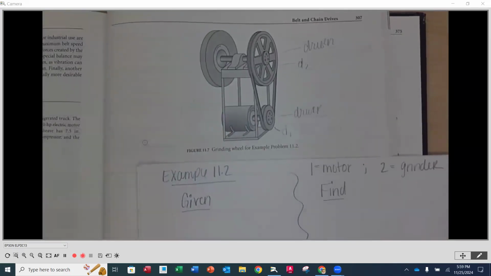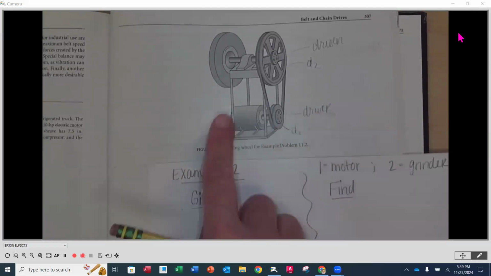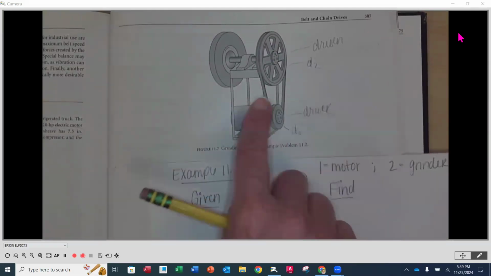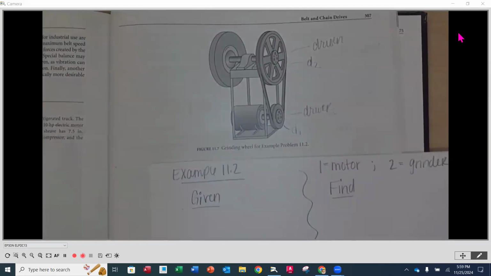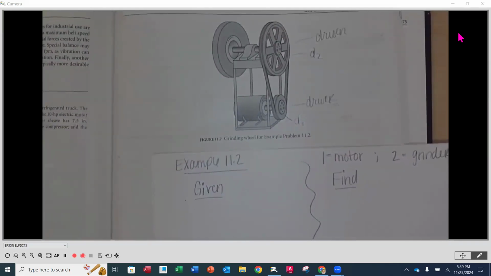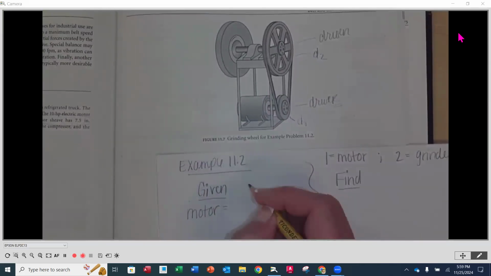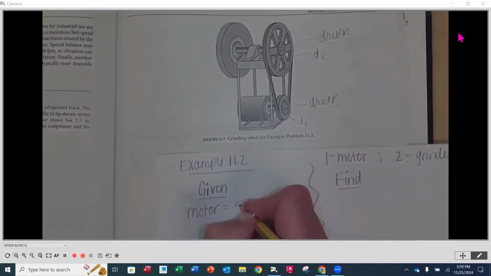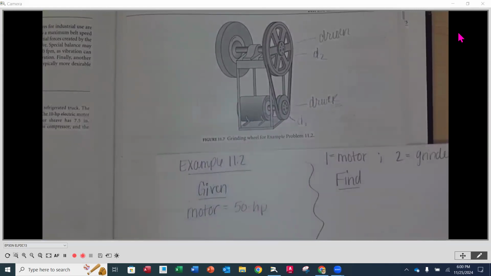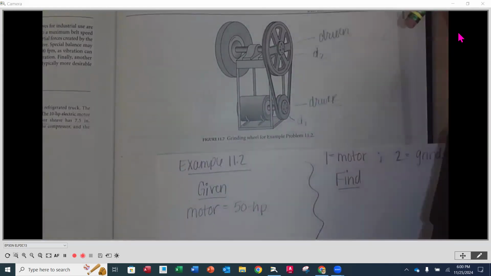So as we look at our application and we look at the driver, do we know anything about the driver from the problem statement? What do we know, James? We know the horsepower of the motor. Okay, so motor equals how many horsepower? 50 horsepower. Okay.